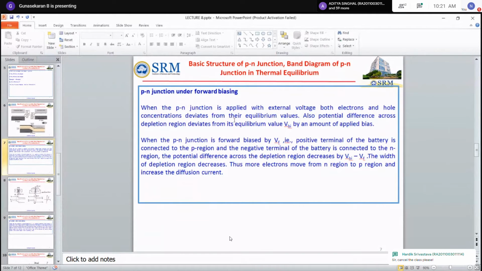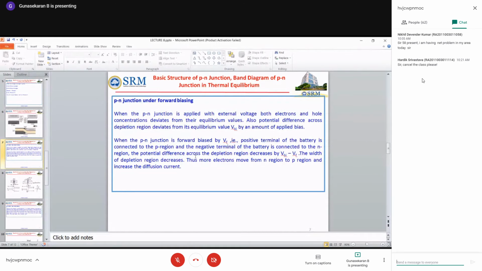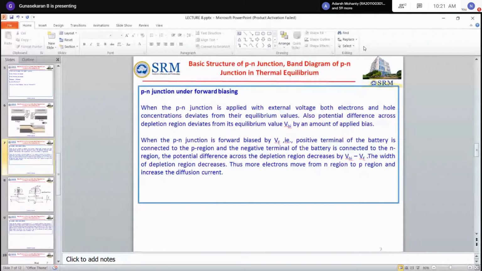Once that is connected, the forward voltage is applied, so the difference is VBI minus VF. When VF is less than VBI, there is no way for the charge carriers to cross the junction. When the applied forward voltage increases to the stage where VBI minus VF goes to 0, VF is exactly equal to VBI, or the applied input voltage is equal to the built-in potential. At that time the depletion region completely vanishes, so now the electrons and holes easily cross the junction.